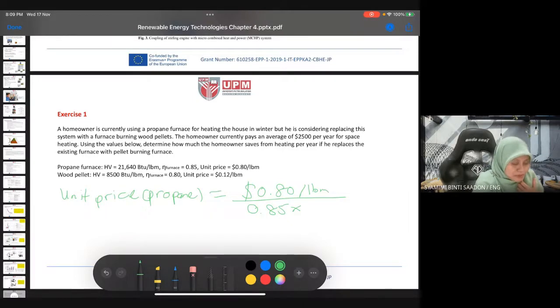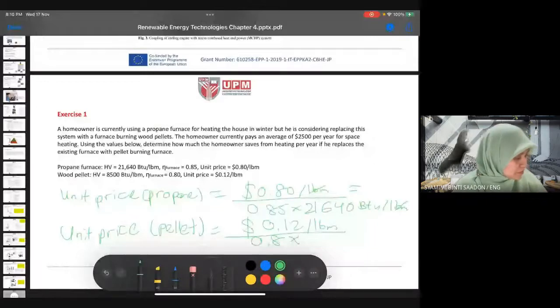Okay, so the heating value, so that's why we need this heating value of the propane, which is 21,640 BTU per lbm, pound mass. Okay, so that's how we get the unit price for the propane in dollar per BTU, because we can cancel this, dollar per BTU.